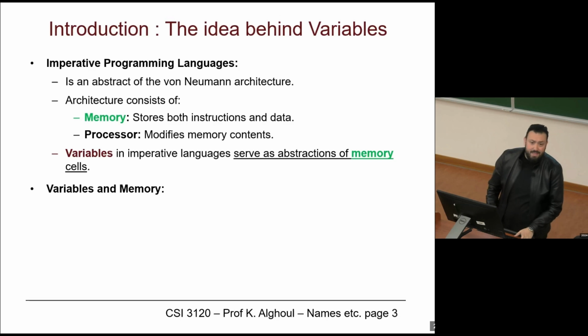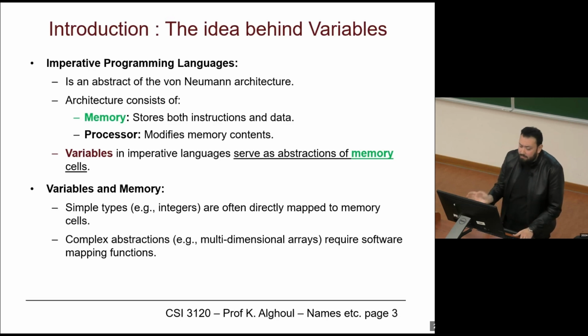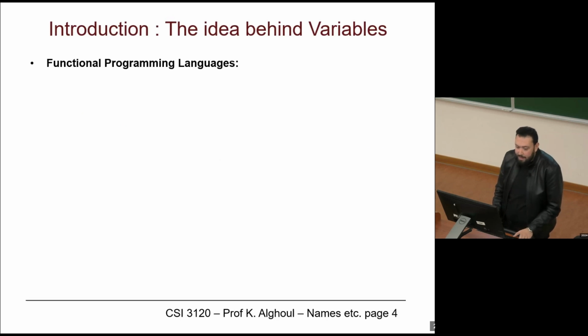Very quickly, some examples. What do you mean by that? Simple types like integers are often directly mapped to memory cells, correct? Integer can be very direct. So if you say int x, it's mapped directly. But in some other cases, complex abstractions like multi-dimensional arrays require software mapping functions. These are just examples.